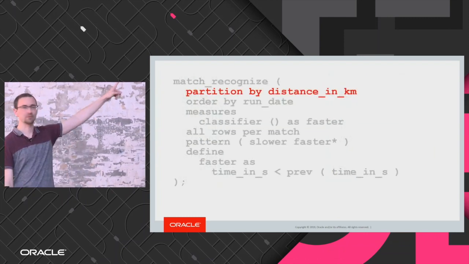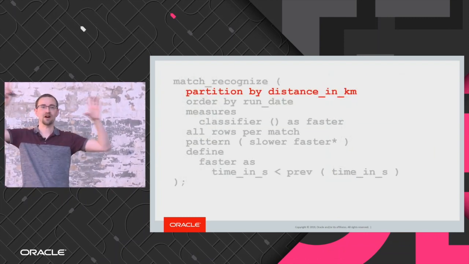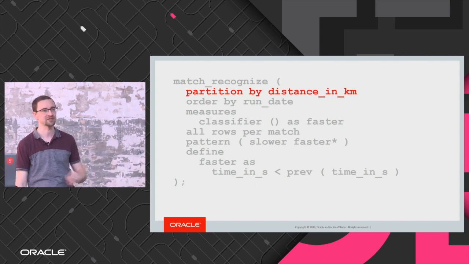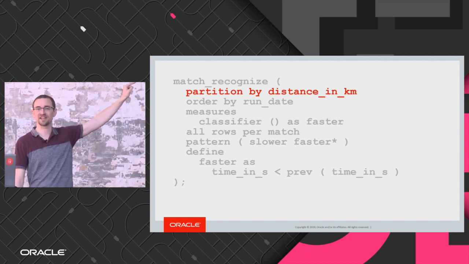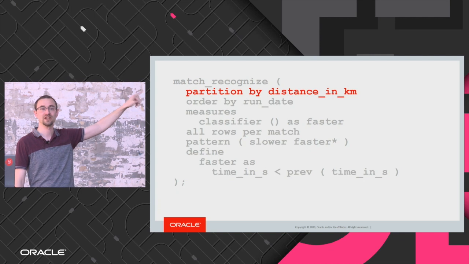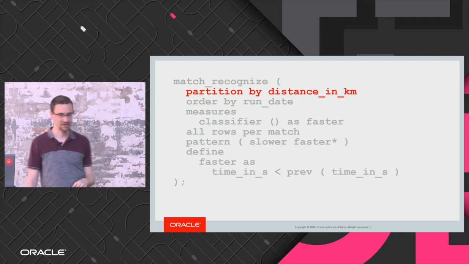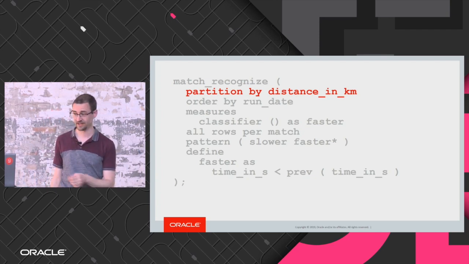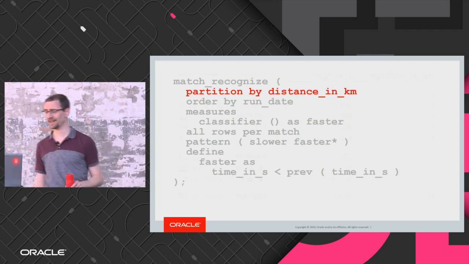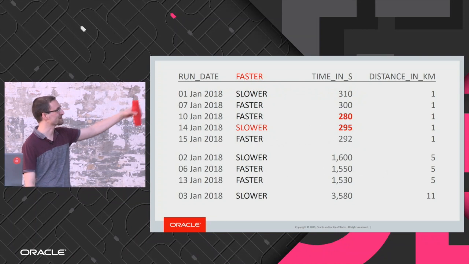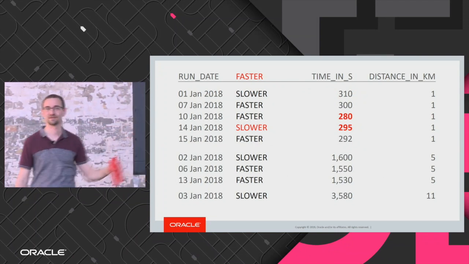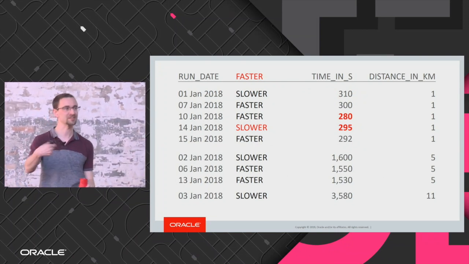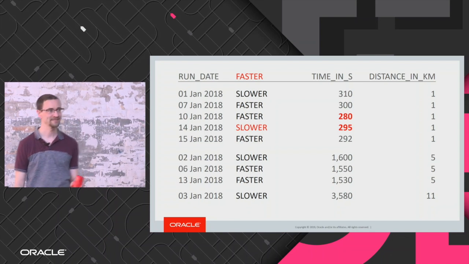Well, we can use the partition by clause. So this carves your data set up into groups, and only rows which have the same value for distance in kilometer will get compared against each other. If you're familiar with analytic functions, it's the same kind of principle, same idea. So we add that, and now we can see we've got everything there, and I'm correctly tagging that run on the 14th as slower because it was slower than the previous 1K run.